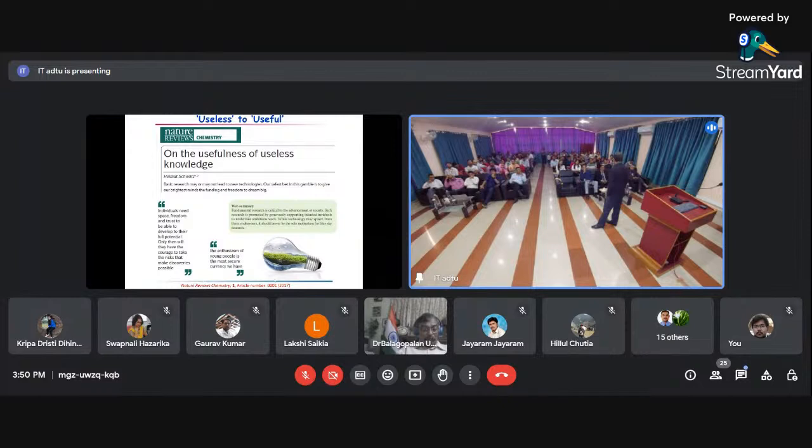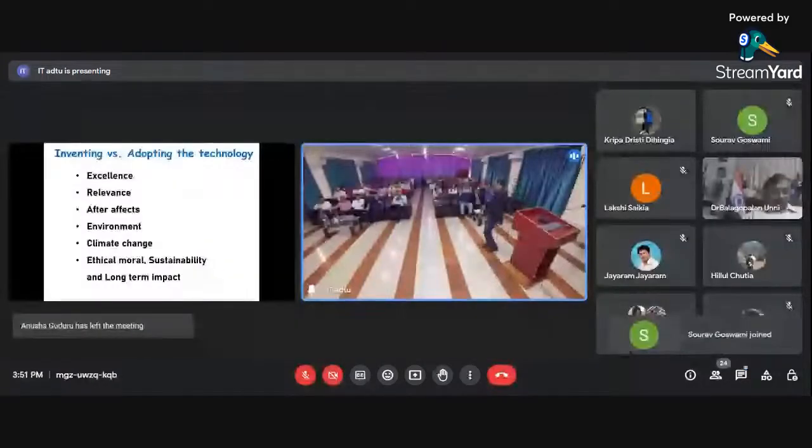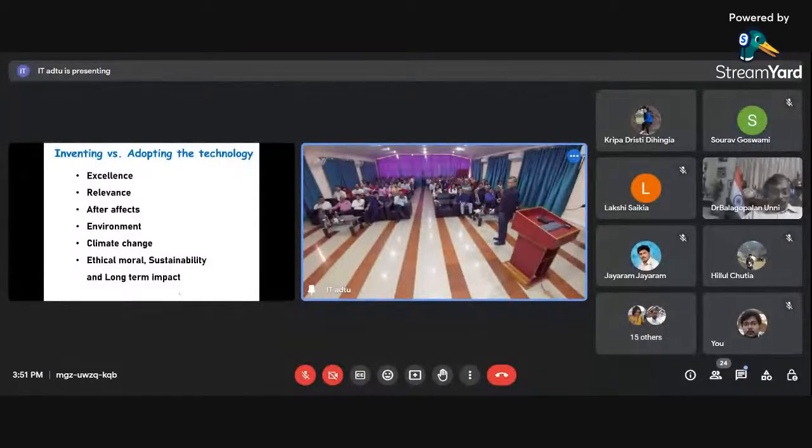So, something about inventing versus adopting the technology. It talks about excellence and relevance, and we also have to worry about the environment, so that it's environmentally friendly. If you can develop it, for science there is no problem, but with technology you have to be careful. How about climate change? How about ethical, moral, sustainability, and long-term impact? These are very important, and there are quite a few questions that people have asked.